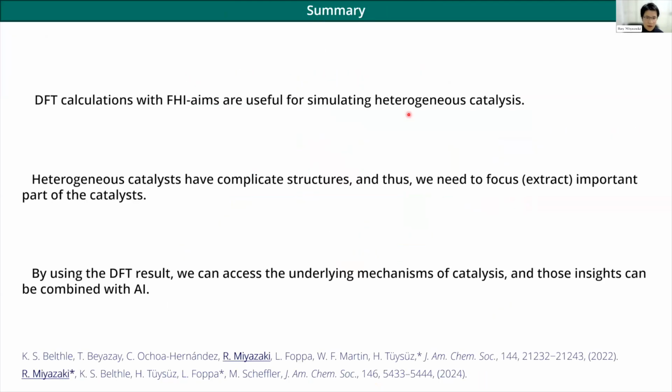group. Sorry, the final part is very quick, but I hope the upcoming FHI webinar will focus on more detail about the AI approach for heterogeneous catalysis. But my conclusion is, of course, DFT calculations with FHI-aims are very useful for simulating heterogeneous catalysis. But unfortunately, heterogeneous catalysts have complicated structures, and thus we need to focus on or extract the important part of the catalyst. And as I showed, by using the DFT calculations, we can access the underlying mechanism of the catalyst, and those insights can be combined with AI.